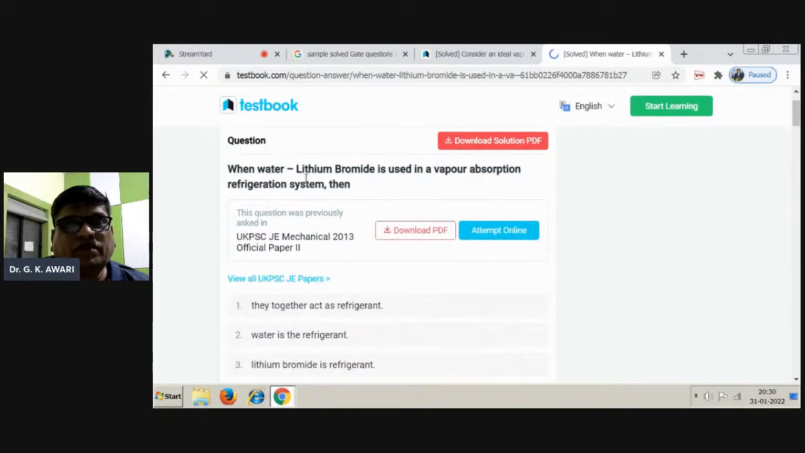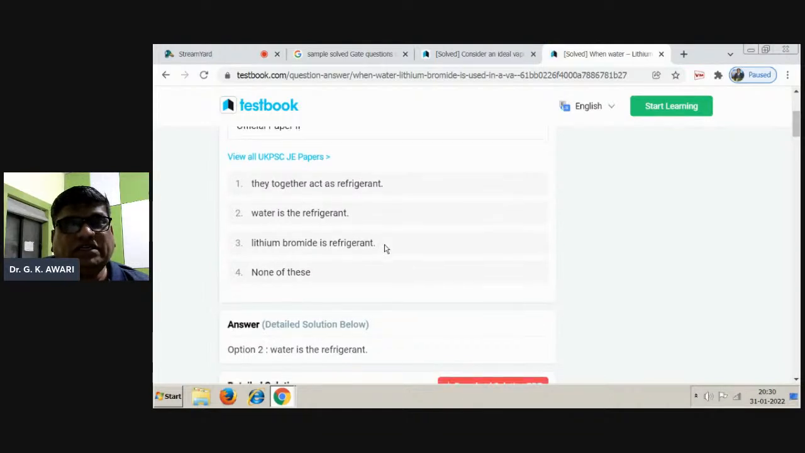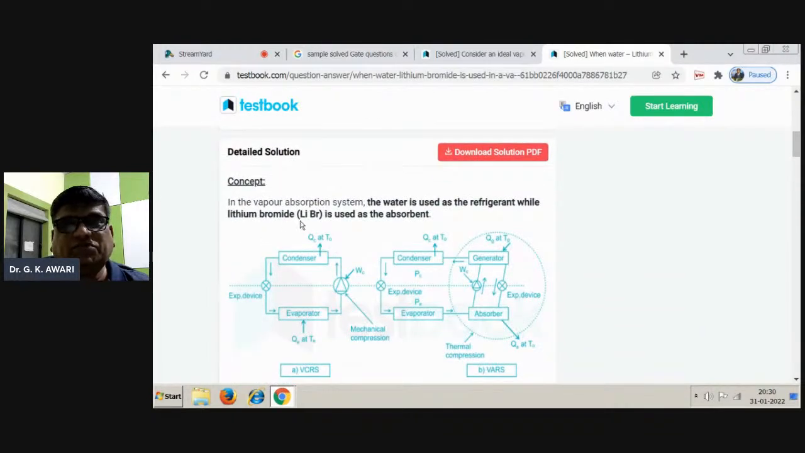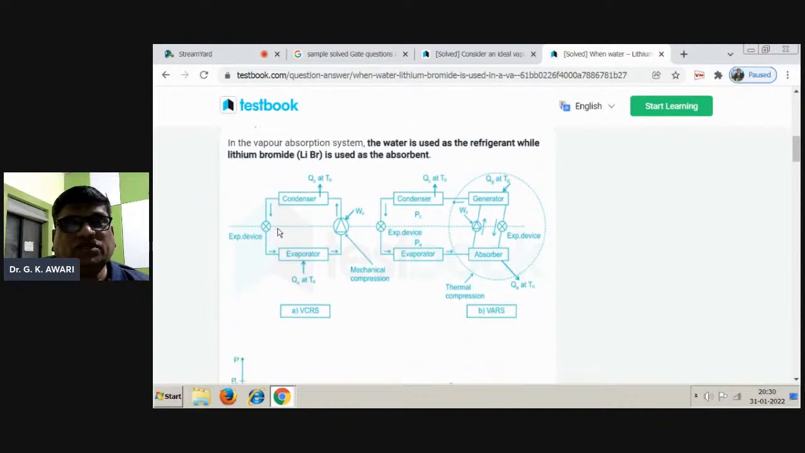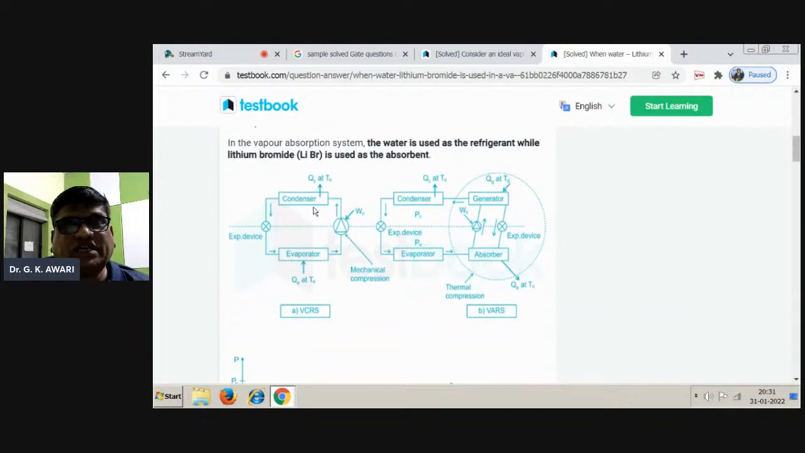So when water and lithium bromide are used in a refrigeration system, what is true? Together they act as a refrigerant, water is a refrigerant, lithium bromide is a refrigerant, or none of these. So water is a refrigerant. Look at the concept of the vapor absorption system. In the vapor absorption system, water is used as the refrigerant, while lithium bromide is used as the absorbent.